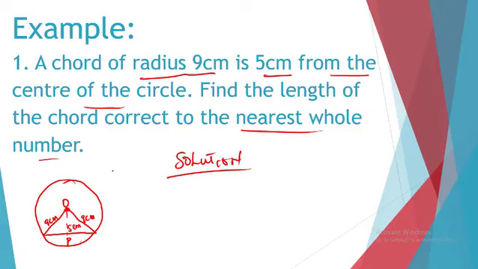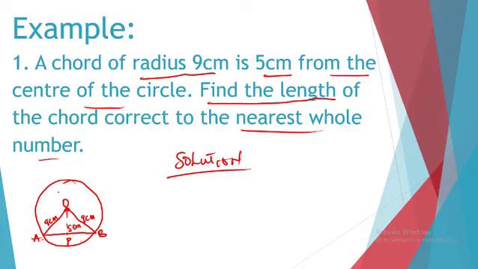Now let's call here the point P and call here the point O. Looking at this, they said we should find the length of the chord. So we are looking for line AB. Let's call here A and B. Line AB, from A to B. That's what we are looking for.